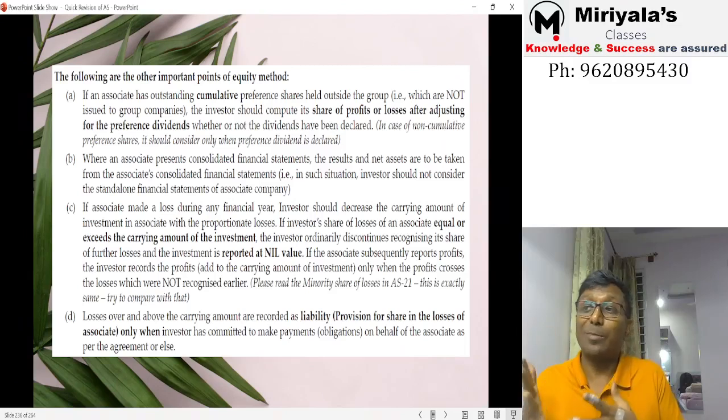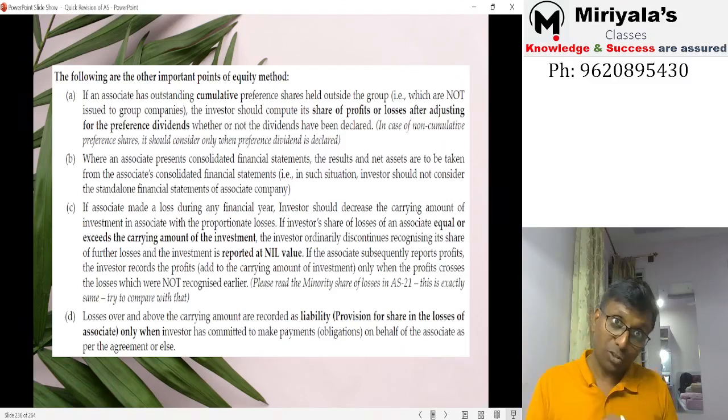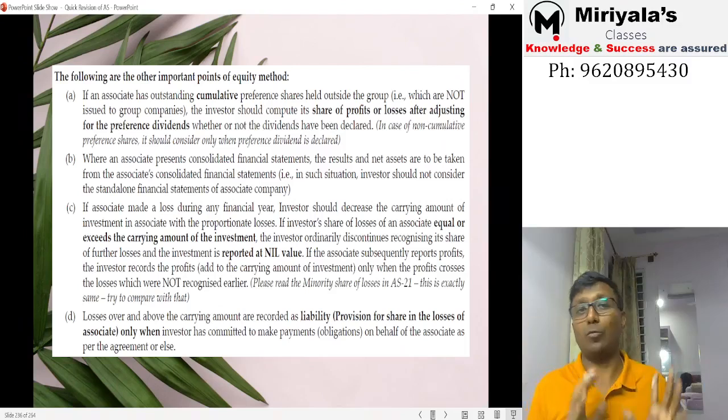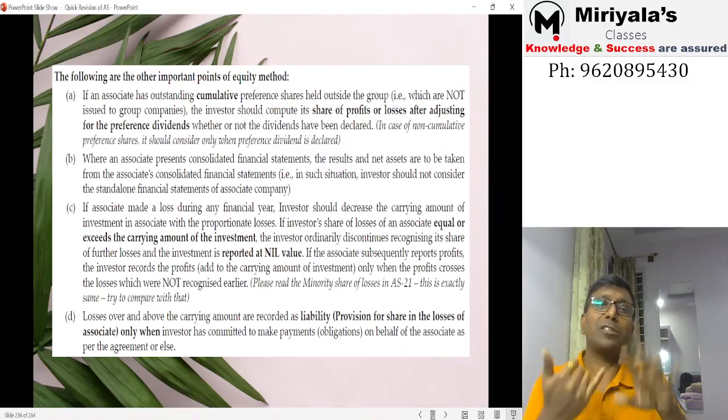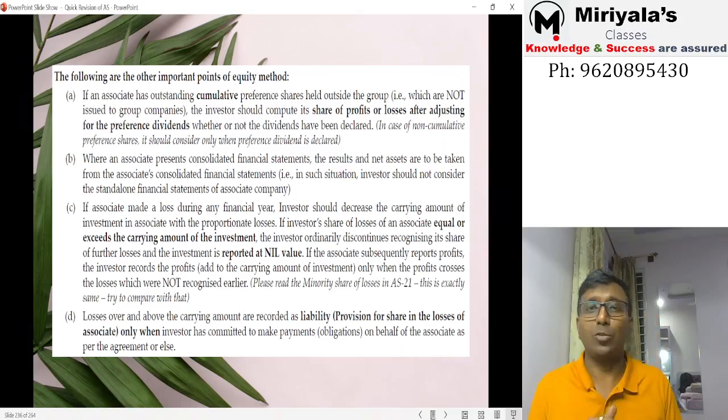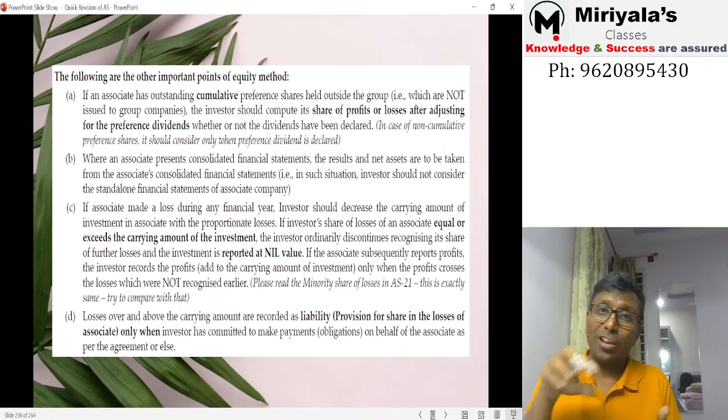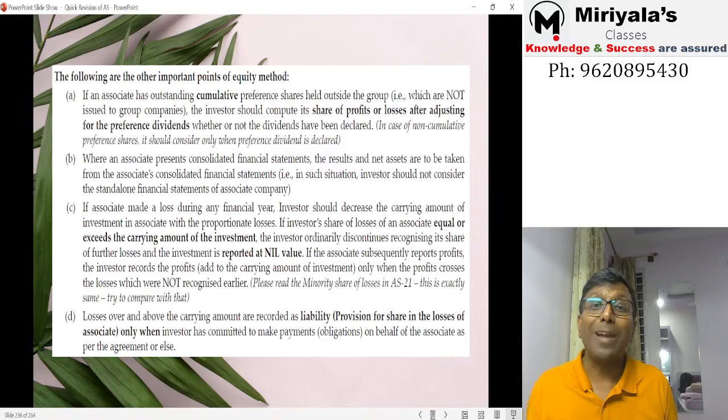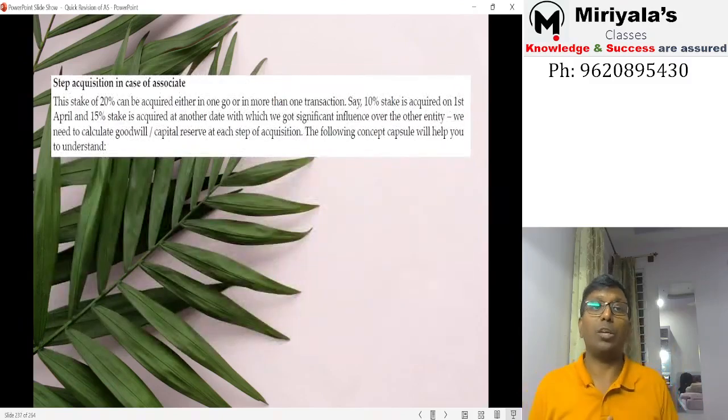Suppose, sir, my associate company is making losses. Then you have to take your share of profit or share of loss, both. If there is a profit, investment in associate account debit to profit and loss account; for a loss, profit and loss account debit to investment in associate. But when you make losses again and again, you can recognize losses only to the extent that the investment account balance becomes zero. It cannot go beyond that. This is an important point which you need to keep in mind.